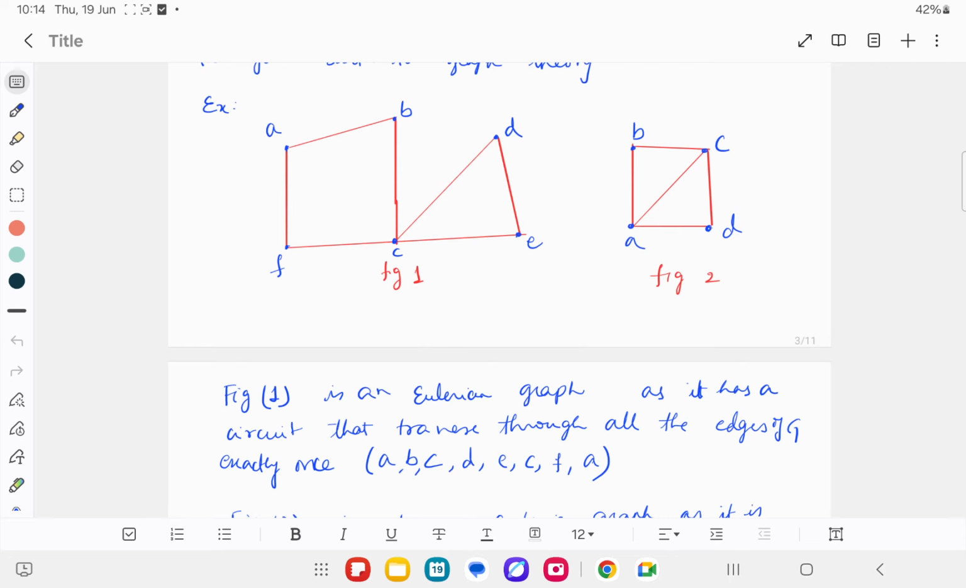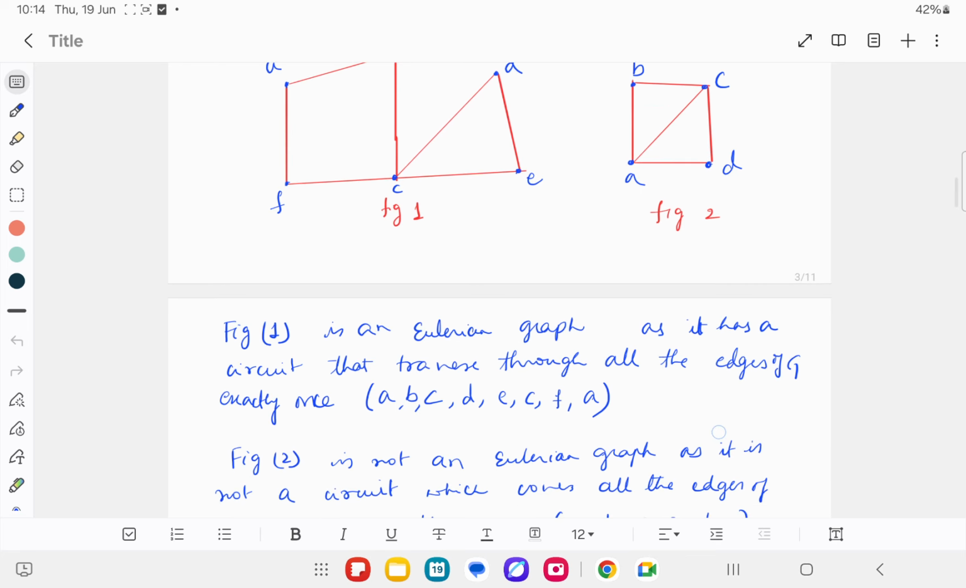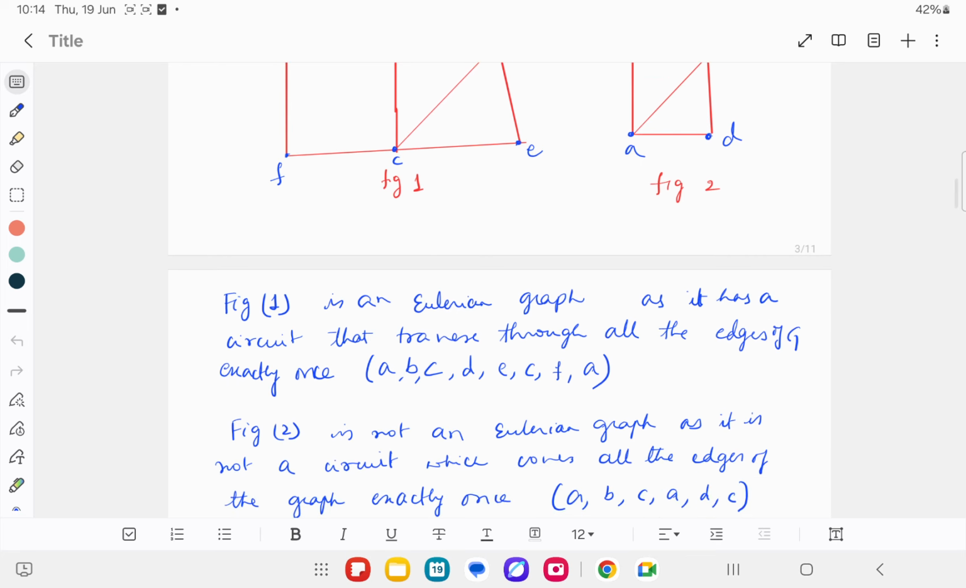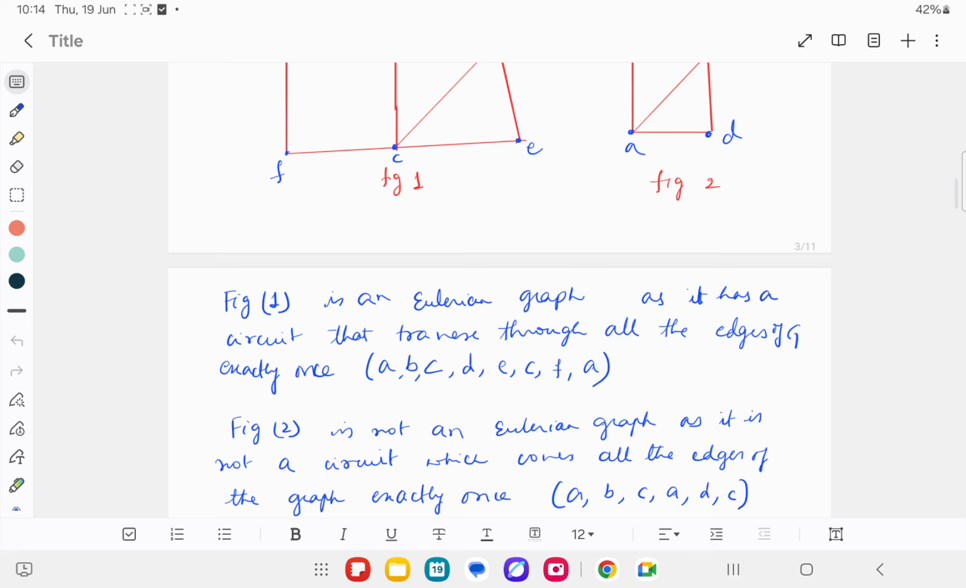For example, if I start from A, then go to B, then C, then D, then E, again to C, F, and E. It should be a circuit, meaning a closed trail, where you can repeat the vertices, but edges should not be repeated. That you should keep in mind. Hence figure 1 is an Eulerian graph. Figure 2 is not an Eulerian graph as it has no circuit which covers all the edges of the graph exactly once.